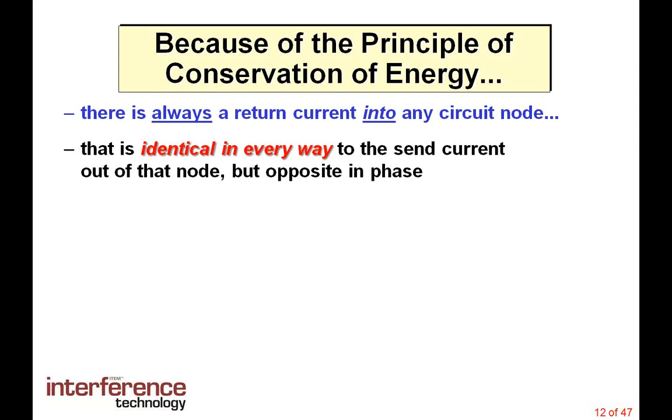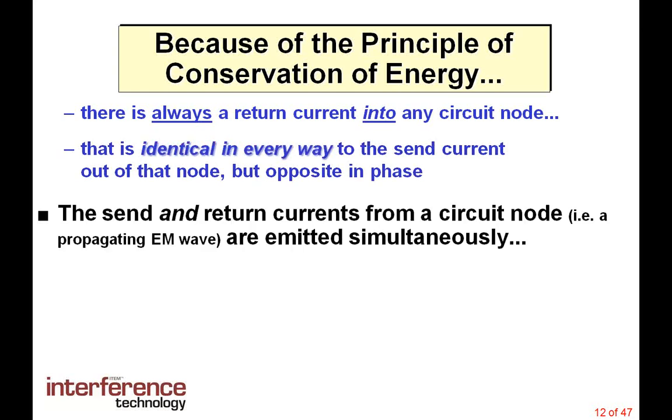This is how nature balances energy. If it wasn't for this, the drain of an FET could emit electrical energy, getting it from nowhere, getting it from the vacuum. You know, there always has to be a return current equal but opposite to the send current for every point along a conductor or in a transistor or anywhere.